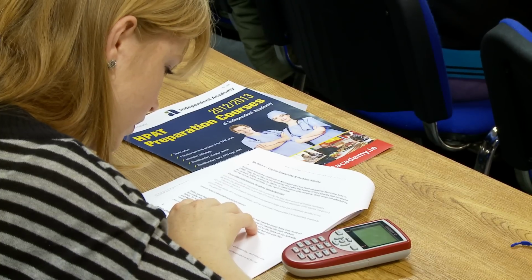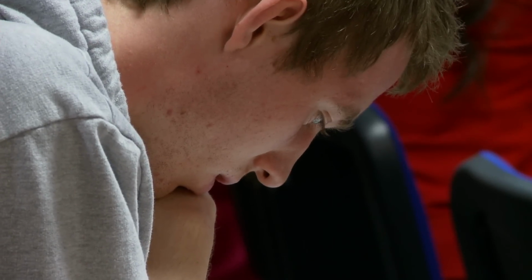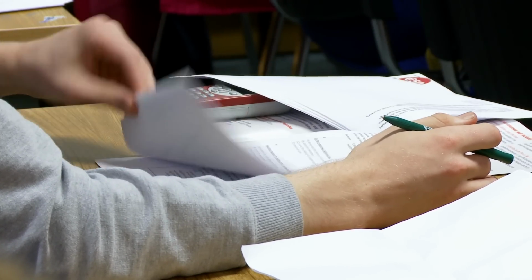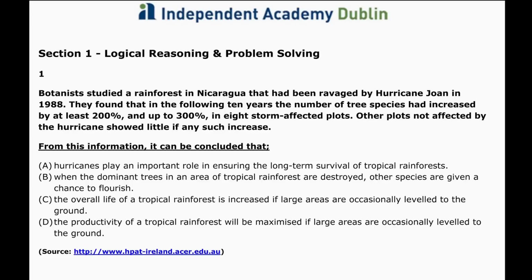Okay, now what I want you to try and do is look at questions 1 and 2 in the pack. These are ones that Acer used to put on their website. They're not available anymore, but they give you a reasonably good idea of what you actually have to try and do. Now, one of the important things is timing.